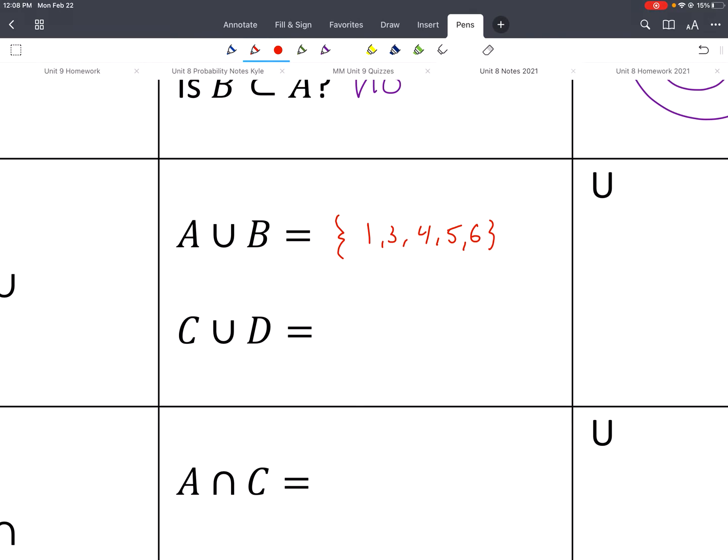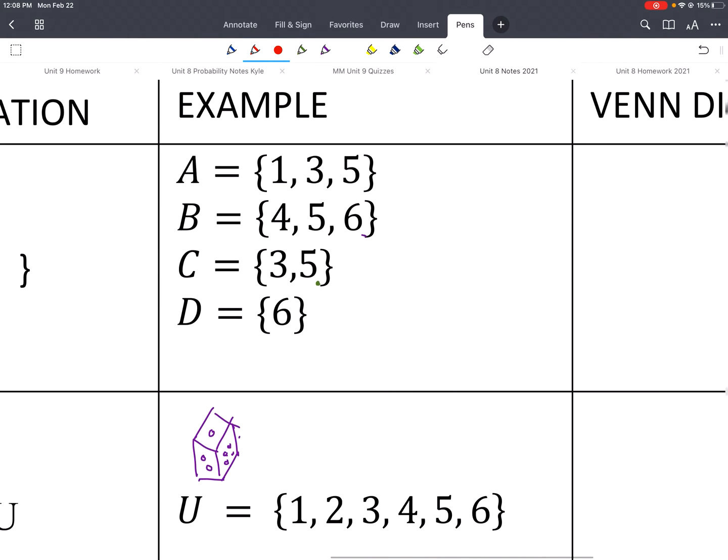All right. Now let's do another example. C union D. So we're going to look at the last two. Union those together. So we should have 3, 5, and 6.